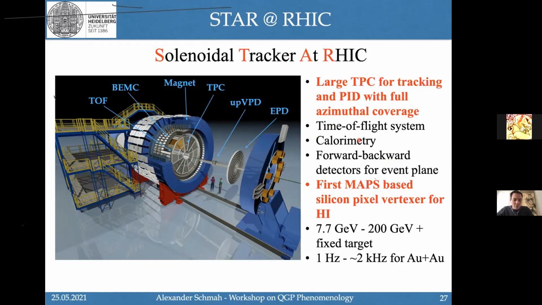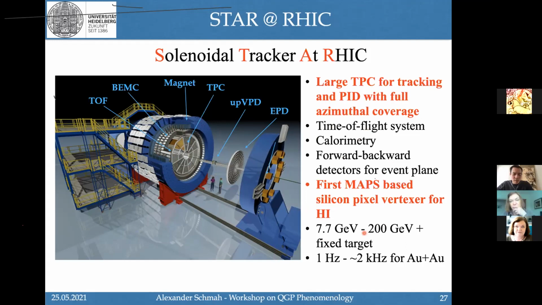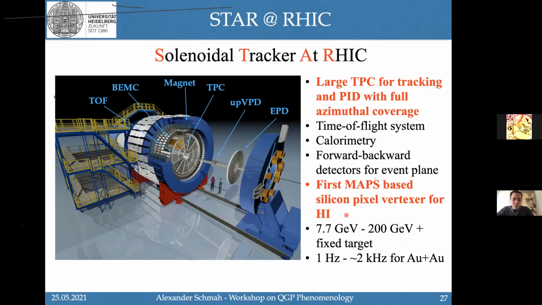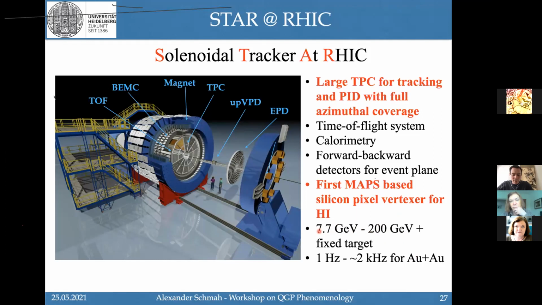It also had a time of flight system, and recently, recently means 2014, the first MAPS-based silicon pixel detector, something I discuss at the end of the presentation. STAR was not only operating at 200 GeV, the maximum energy, but it actually did several beam energy scans from 7 GeV to 200 GeV, and recently also fixed target experiments. The data rate at the beginning was just a few hertz, and recently it was going up to about 2 kilohertz for gold-gold collisions. So you see, this is not a static experiment. Such things evolve over time.